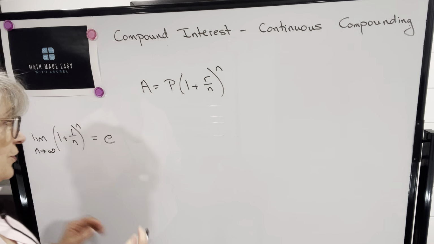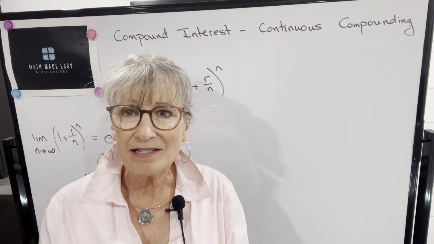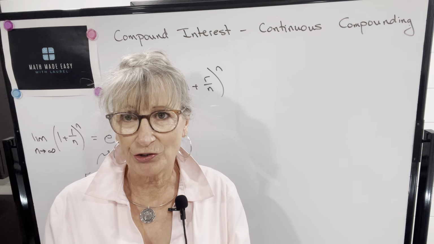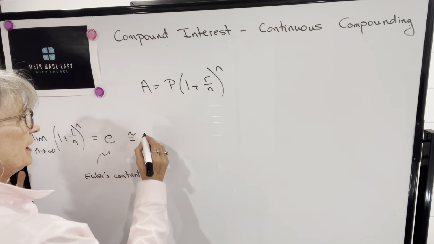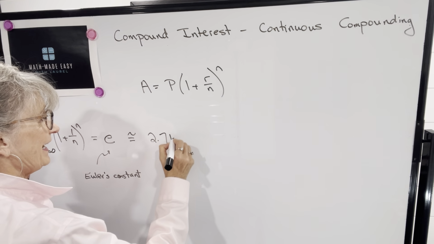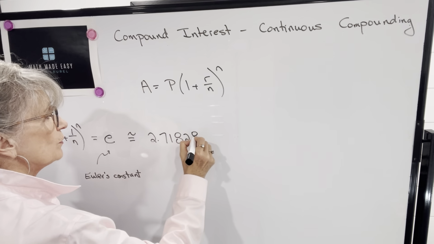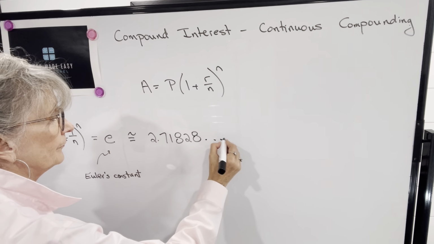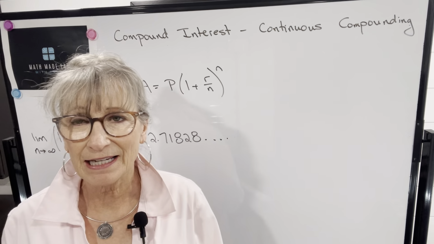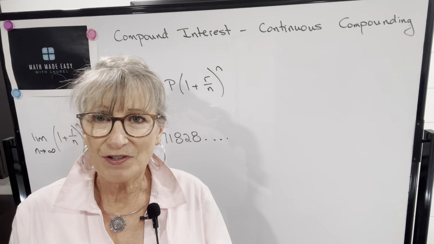That's called Euler's constant, and this number e is an irrational number. It's approximately equal to 2.71828, but it goes on forever. It turns out that this number is important for a lot of mathematical and physics applications, and one of those applications is continuous growth.